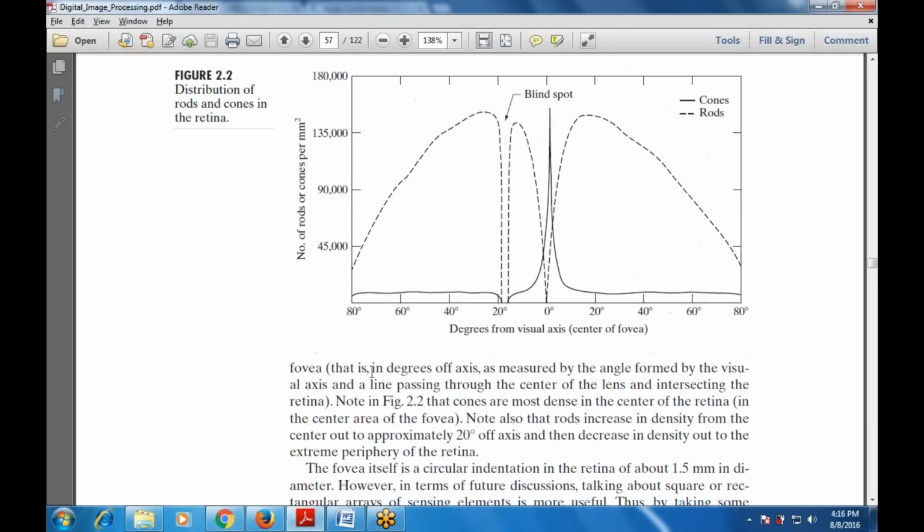Now, in Figure 2.2, the cones are more dense in the center of the retina. Also note that the rods increase in density from the center out to approximately 20 degrees of axis, and then decrease in density out to the extreme periphery of the retina. The fovea itself is a circular indentation in the retina of about 1.5 mm in diameter.